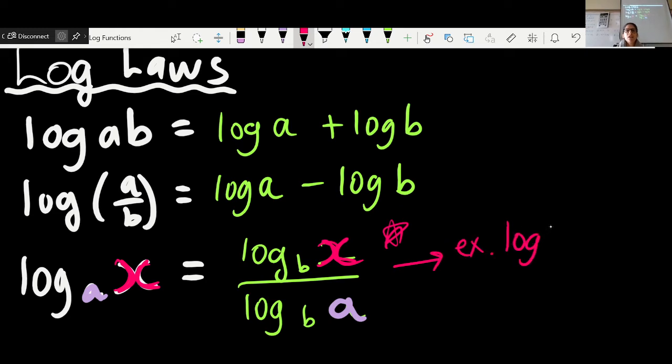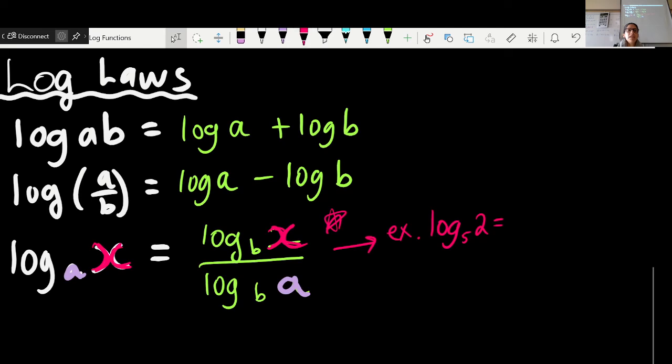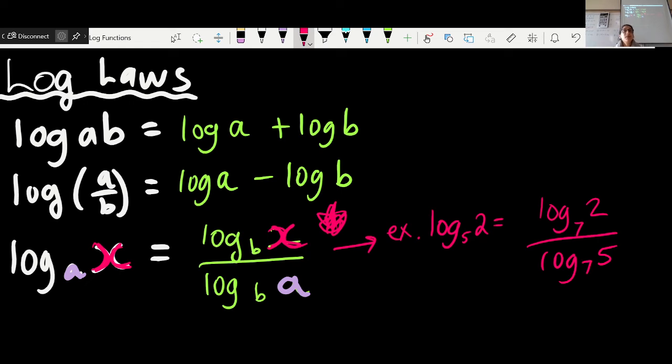Let's say I had log base 5 of 2. According to this change of base rule, like this rule that we just went through right here, I can rewrite this to say log 2 at the top over log 5 at the bottom, but I could put whatever number I want there. Like maybe it's convenient or helpful for me to change them to base 7, because maybe there's other stuff in my equation that has log base 7 and I'm trying to get them in similar terms.